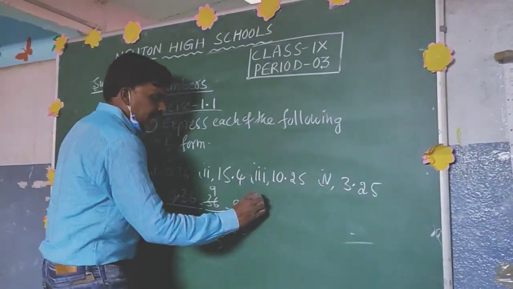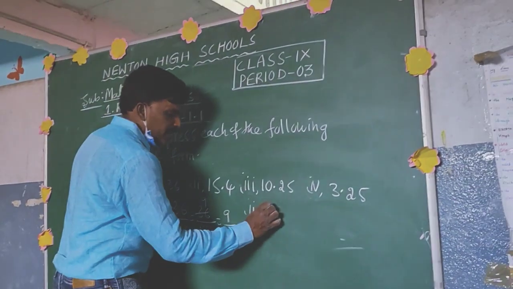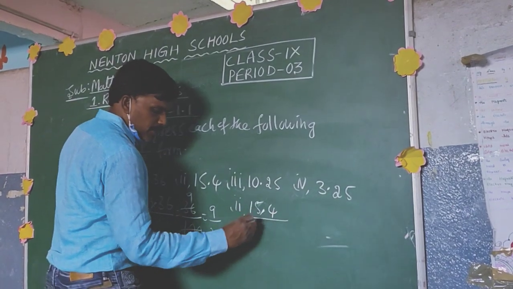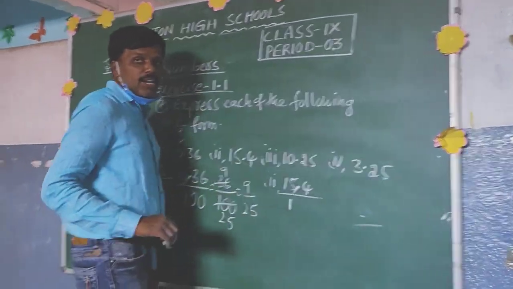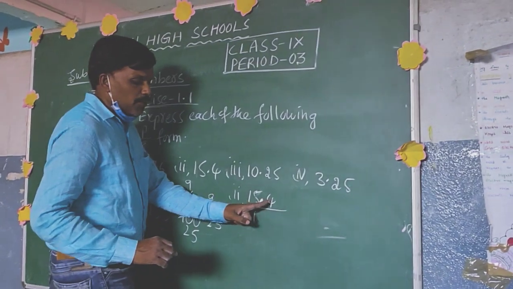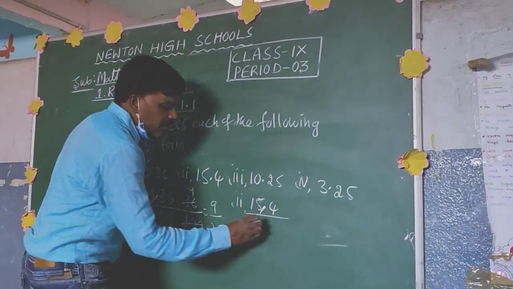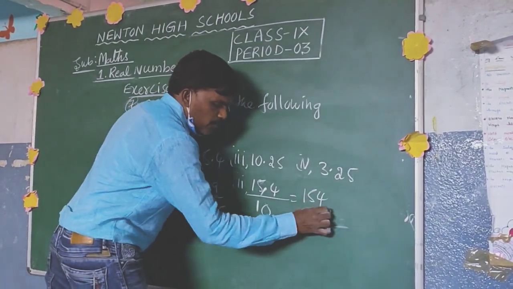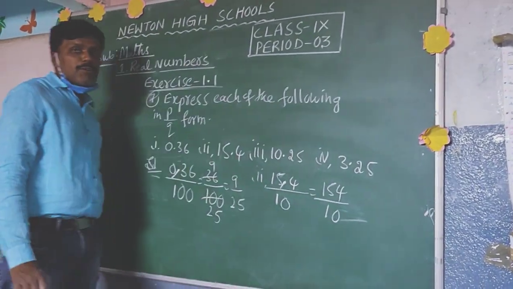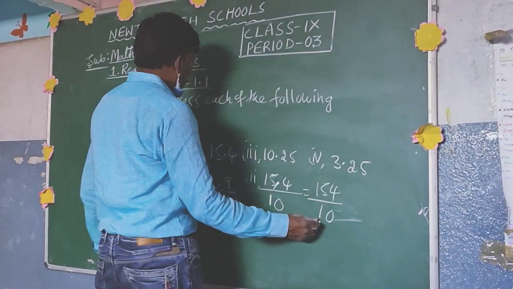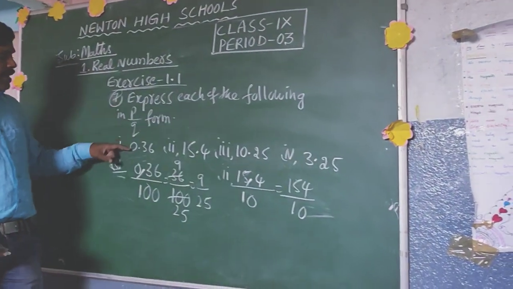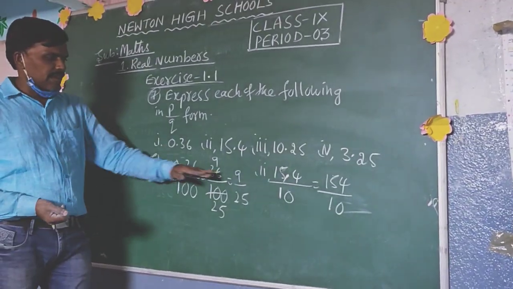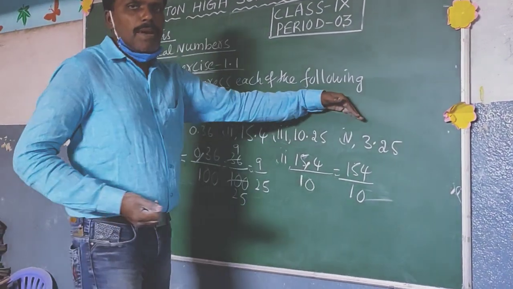Okay. So for example, second sum, 15.4. What is the first step? First we have to remove the decimal point. Instead of the decimal point, we get 1 in the denominator. After the decimal point, how many digits are here? Only 1 digit. We will get one 0 in the denominator. So we get the answer 154 by 10. Is it in the form of P by Q or not? Yes, it is in the form of P by Q. So like this, we can convert the given decimal numbers into the form of P by Q. This is the process. First one, second one I already completed. Remaining sums we have to complete.